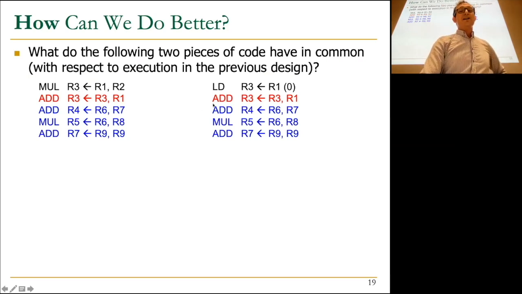Both of these codes are actually very similar to each other. If you're observant, you will see that the last 4 instructions are exactly the same. Add instruction is dependent on the multiply here. Add instruction is dependent on the load instruction here. And all of these 3 blue instructions are independent of the add or the load.